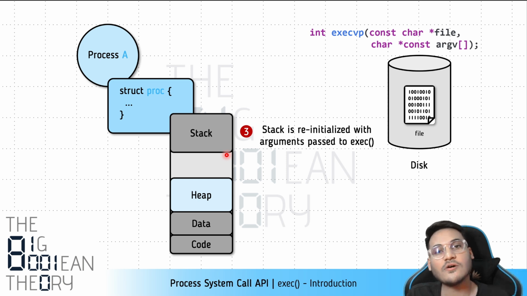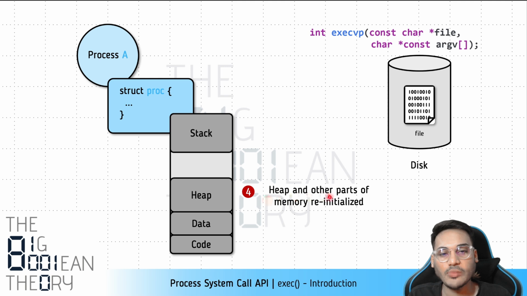All of the contents of the stack, let's say there were some stack frames, some pending function calls from the previous program, all of that will be discarded. A new fresh stack will be created, and the list of arguments that we passed to the exec call will be used to reinitialize the stack so that the new program will start from a fresh point. It will start the execution from the starting of the main function with the new arguments, right? So this is how the stack section is modified.